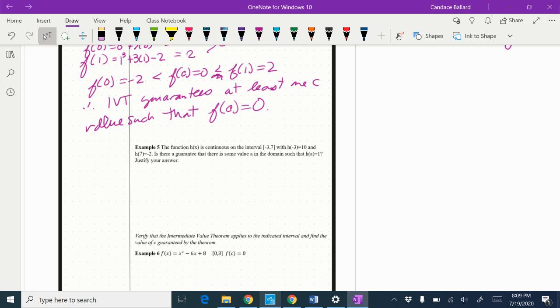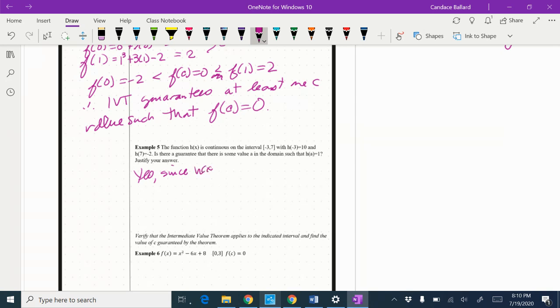So excuse me, the function h of x is continuous on the interval from -3 to 7, with h of -3 equal to 10 and h of 7 equal to -2. Is there a guarantee that there is some value a in the domain such that h of a equals 1? Anytime we do an existence theorem, the answer is always yes. So yes, there is a guarantee.